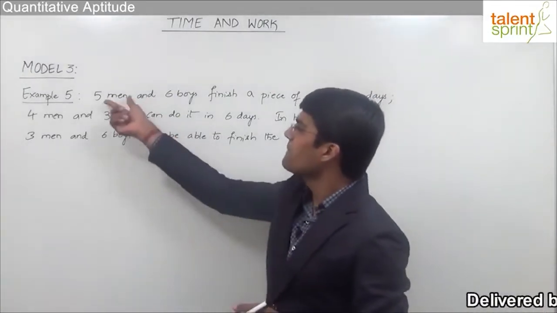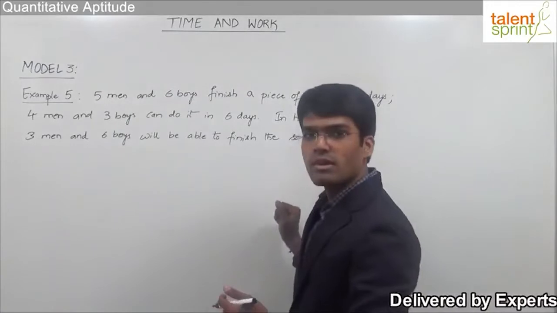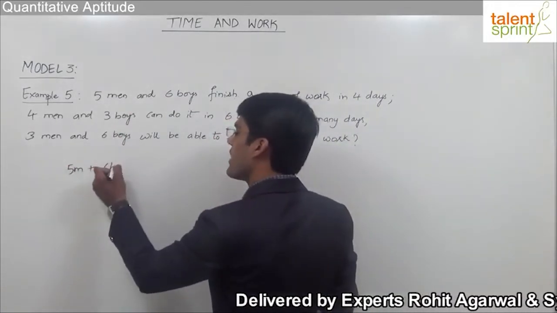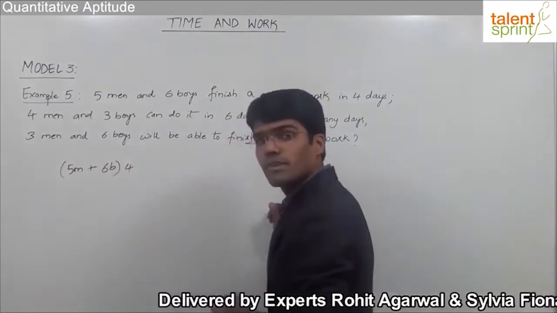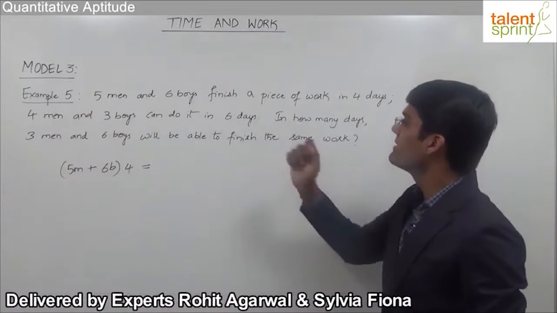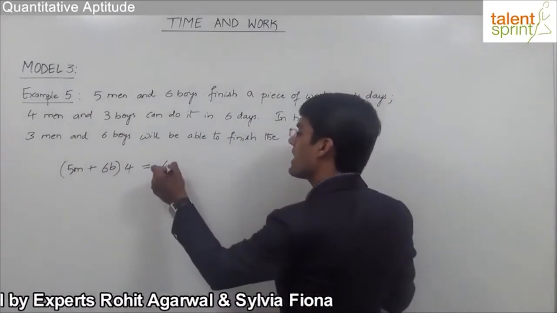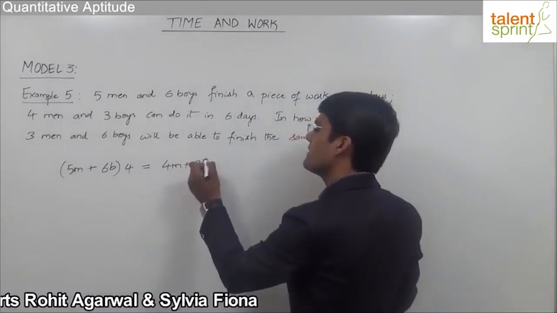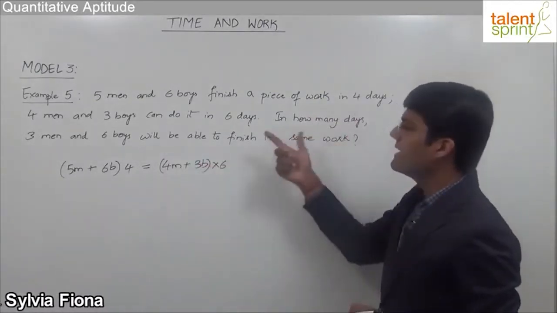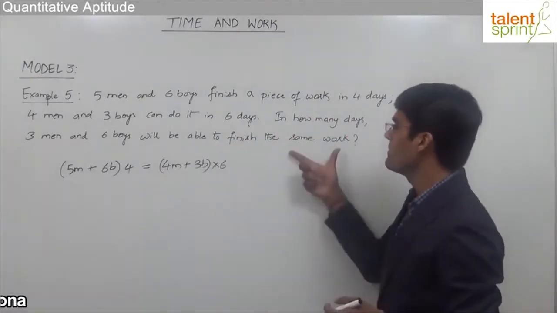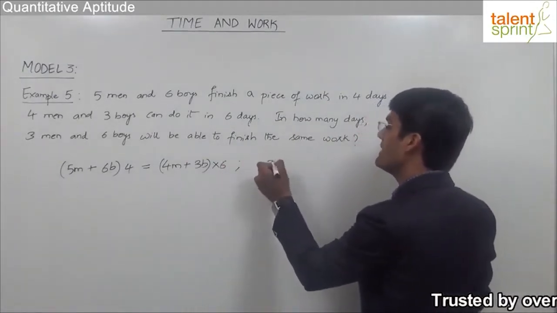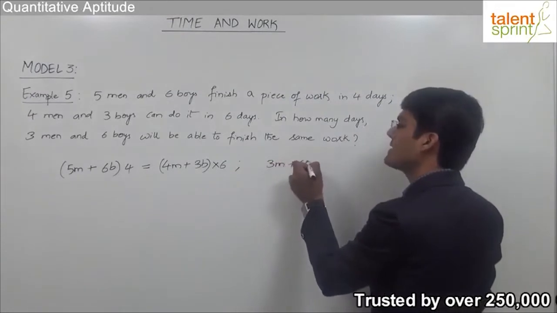So here 5 men and 6 boys can finish in 4 days. So we can say that the total work done is 5 men plus 6 boys into 4 days. This should be equal to 4 men and 3 boys can do it in 6 days. So we can say that 4 men plus 3 boys into 6. And the question is, in how many days will 3 men and 6 boys be able to finish the same work. So we need to find out the number of days required when 3 men and 6 boys will do the work.